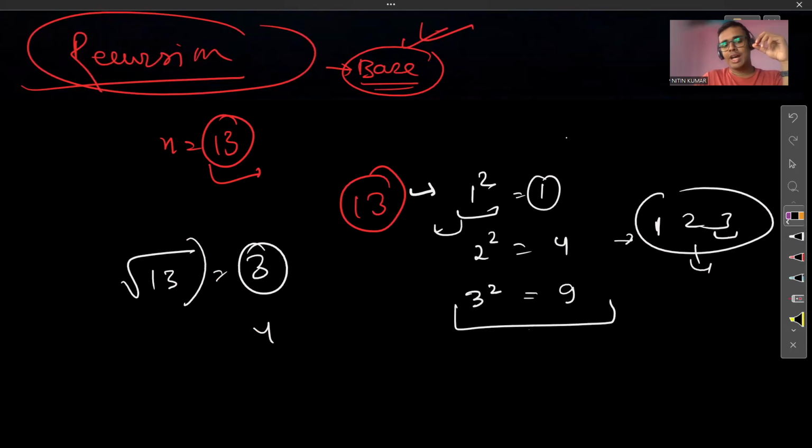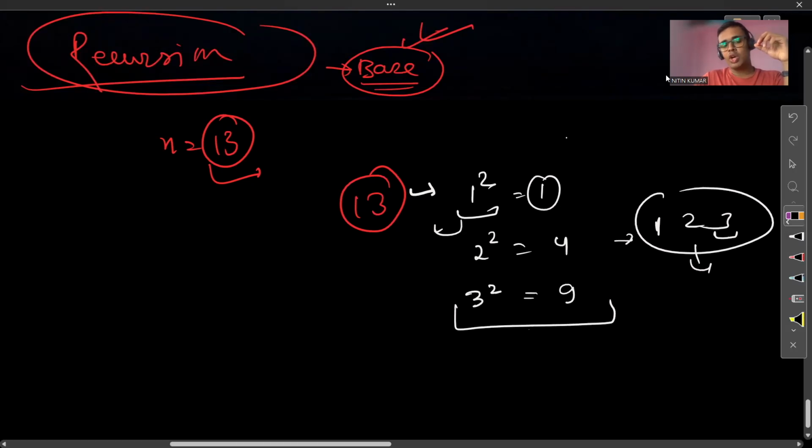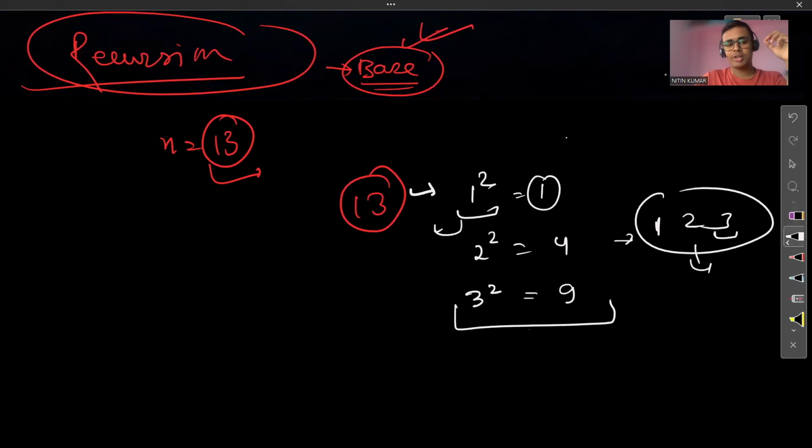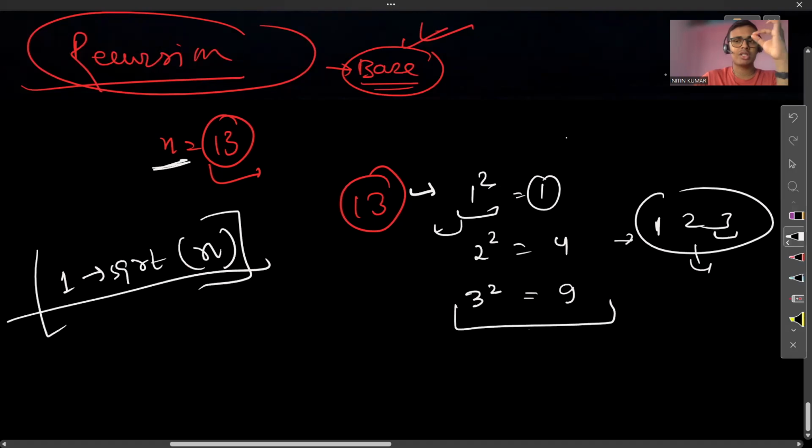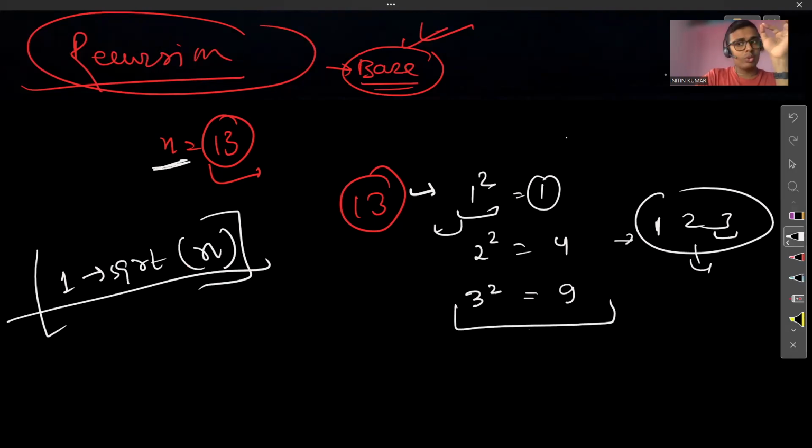So till what number are we checking in our combination? From 1 till the square root of that number, which is the number we are checking. So this is the first concept we have to know. Now we know that concept, so check for 13 itself.